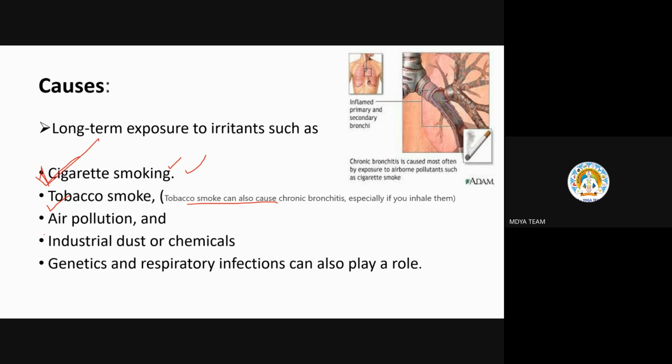Then tobacco smoke, air pollution, of course. Therefore, nowadays respiratory disorders are the most common because a lot of pollution is there. Now, industrial dust or chemicals, etc. Genetics and respiratory infections can also play a role, but nowadays air pollution and smoking are the main reason. Here it is also seen with the diagram, a very simple and easy diagram. Inflamed primary and secondary bronchi. Due to cigarettes, what happens? Chronic bronchitis is caused most often by exposure to airborne pollutants such as cigarette smoke, etc., and air pollution.